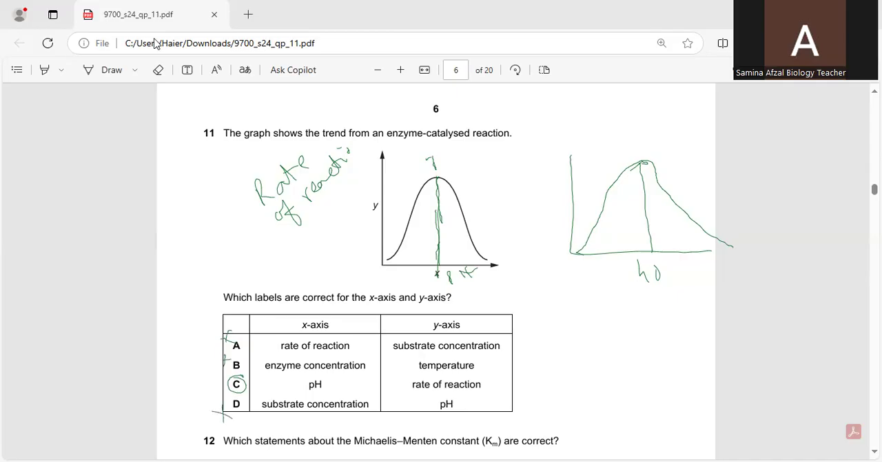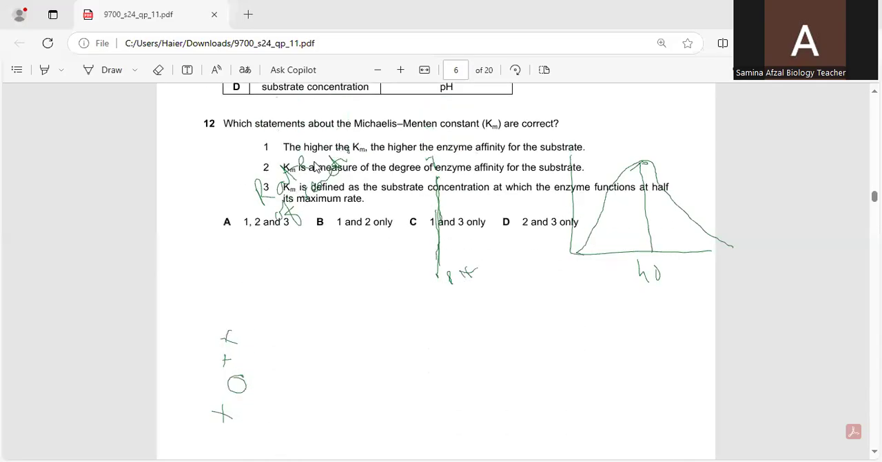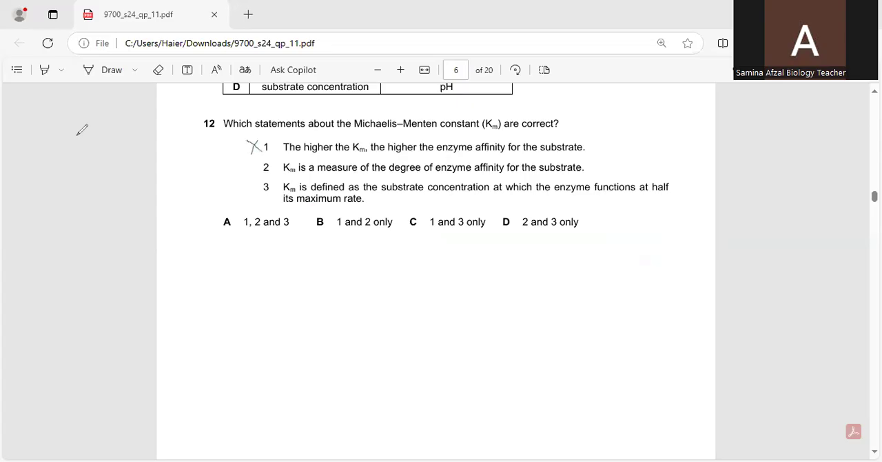We will move towards the next question, which is question number 12. Which statements about the Michaelis-Menten constant are correct? The higher the Michaelis-Menten constant, the higher the enzyme's affinity for the substrate. So I think this is not the correct option. Higher the enzyme affinity, no, it is not.